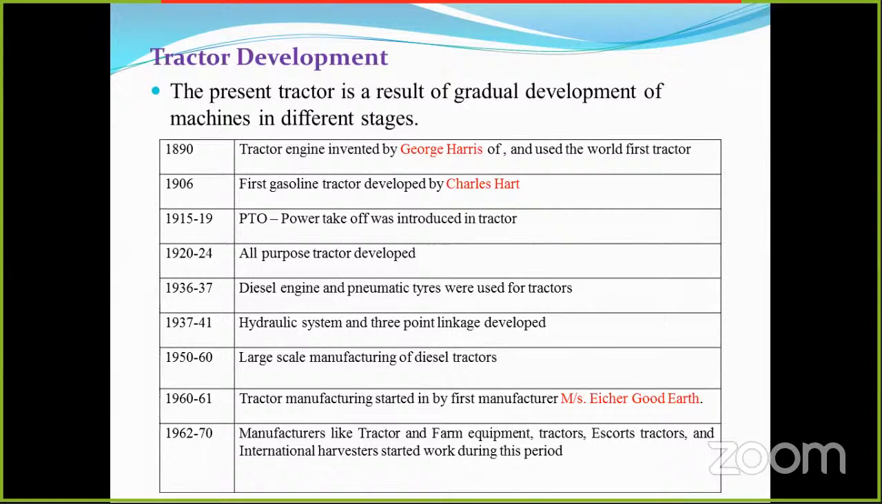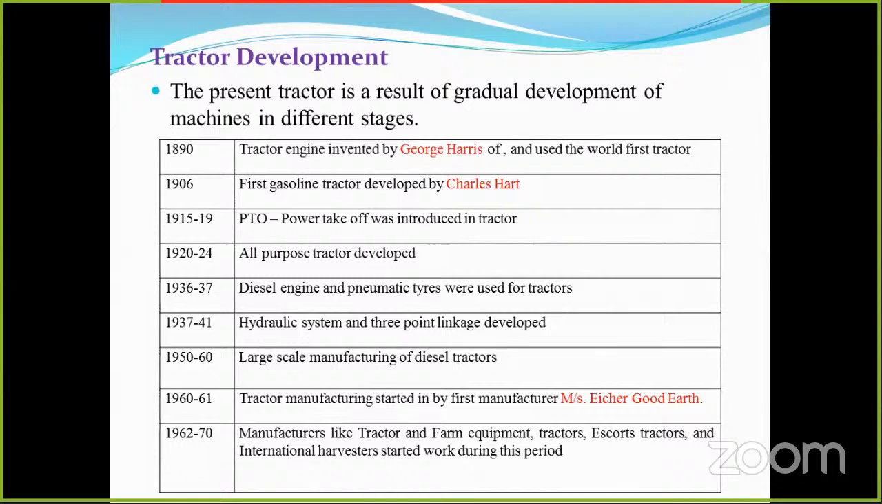Okay, next, the first gasoline tractor was invented by Charles Hurt. Here the fuel is gasoline. During 1906, Charles Hurt invented the gasoline tractor. After developing the tractor, one by one, either it may be PTO, hydraulic system, whatever, one by one was developed.